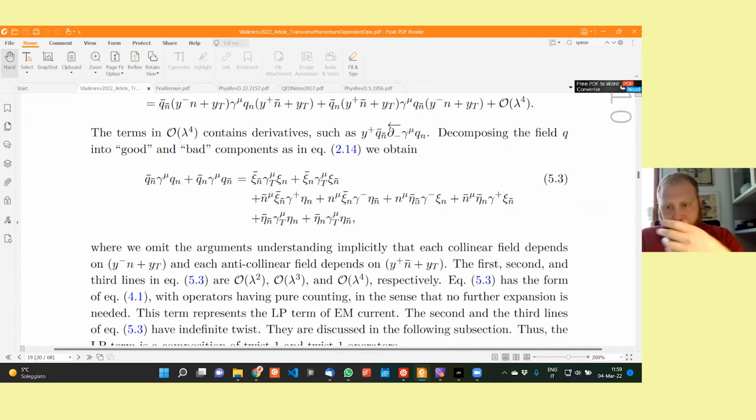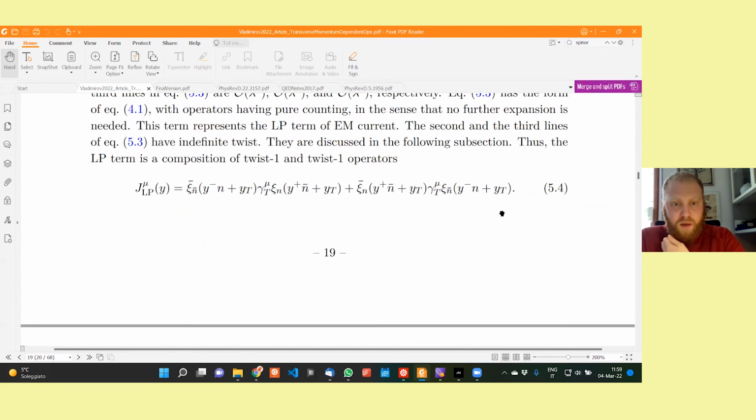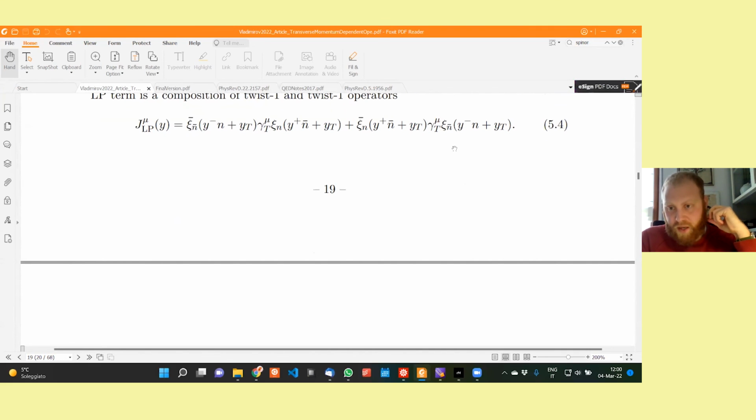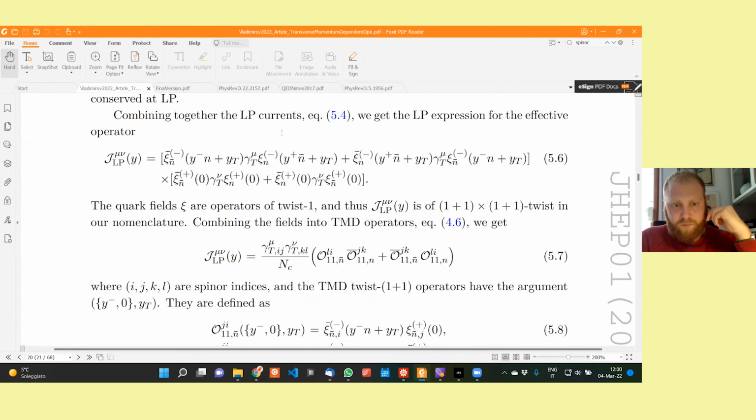Then here you just select the good components of these fields, because bad components are even more suppressed. What you end up with, forget about this psi, it can be just the Q, it doesn't matter right now, is something that looks like q bar gamma mu q, q bar gamma mu q, but with the correct dependencies on the position plus and the position minus. So this is just the electromagnetic current, which you're used to, separated between n bar and n, with just the leading power term included.